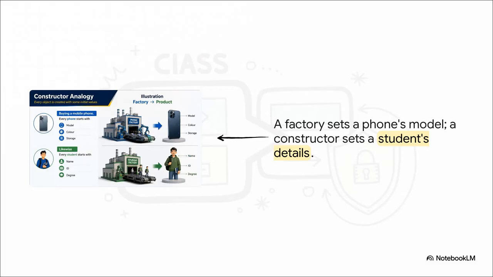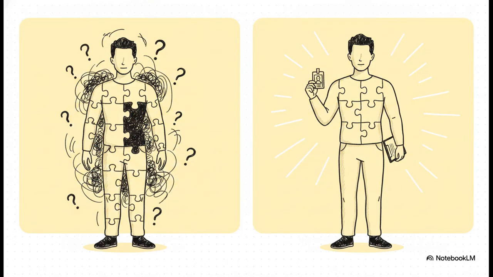Think about it kind of like a factory. When you buy a brand new smartphone, it doesn't leave the assembly line as a totally blank slate. Its model, its color, its storage capacity, those are all permanently set before it even goes in the box. Well, code works the exact same way. When we manufacture a new student object, the constructor acts like that factory door. It ensures the student is stamped with a name, an ID, and a degree program before they ever enter the active system.